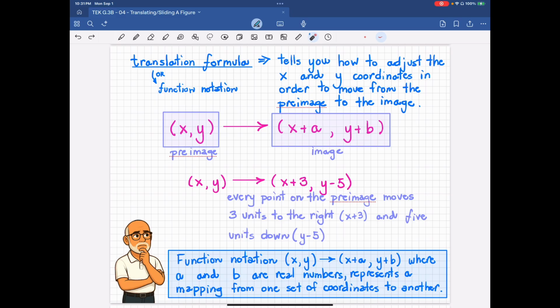But what I basically need for you to know is that if you want to translate something, if you want to slide something on the coordinate plane, what you're going to do is add something to the x's. It might be a positive or a negative number, and you're going to add something to the y's. It could be a positive or a negative number. And that's going to be enough. If you do it to every single point in the figure, that's going to shift that figure to a new location.